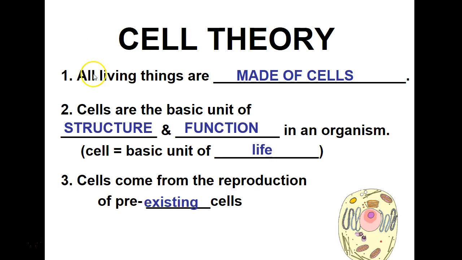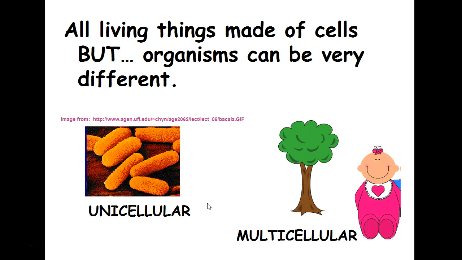All living things are made of cells. The cell is the basic unit of structure and function. It's the basic unit of life. All cells come from pre-existing cells.